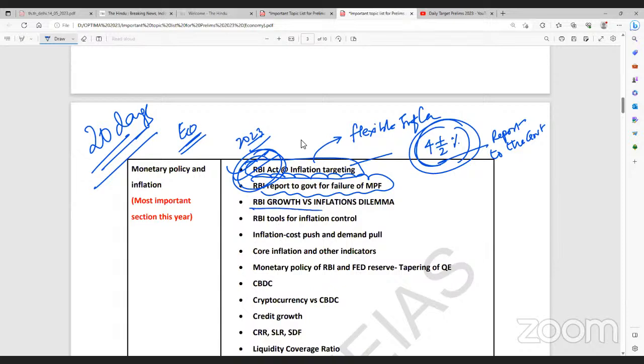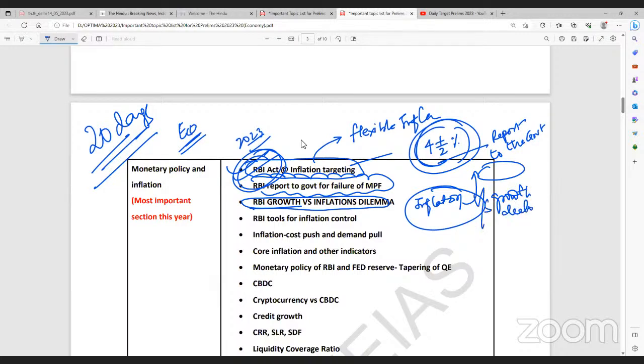Next topic is growth versus inflation dilemma. Guys, what happens when inflation is high? When inflation is high, RBI has to increase the repo rate. What happens with an increase in repo rate? The growth rate declines. That is called the growth versus inflation dilemma. Then RBI tools to control inflation. Guys, this is a very, very important topic.